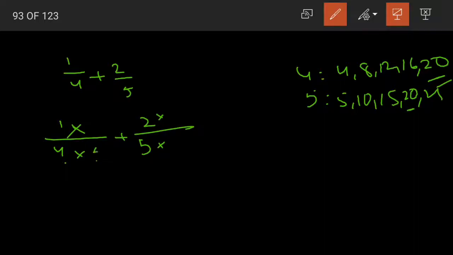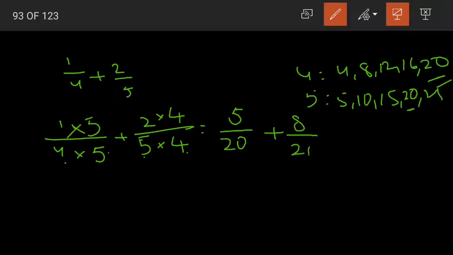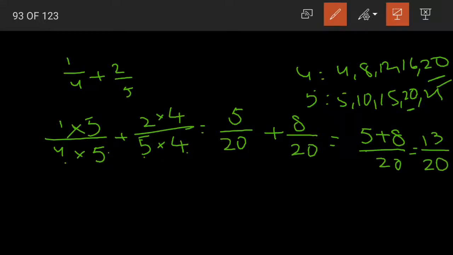Now when will we get 20? 4 into 5, so multiplying the numerator with 5 as well. Now here 5 into 4 is 20, so multiplying the numerator as well. 1 into 5, 5 by 20, plus 2 into 4, 8 by 20. It is nothing but 5 plus 8 divided by 20, which is equal to 13 by 20.